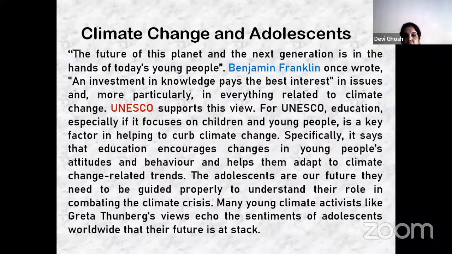What UNESCO says is that education, especially if it focuses on children and young people, will help in curbing climate change. And that is what we are looking at, because we are already sitting on a time bomb. According to the IPCC, in 2030, we could even cross 2 degrees to somewhere around 2.7 degrees, which is very scary. Specifically, it is said that education encourages changes in young people's attitudes and behaviors, and helps them to adapt to climate change related trends. So these adolescents being our future, they need to be guided properly, and we can see that they're aware of it.